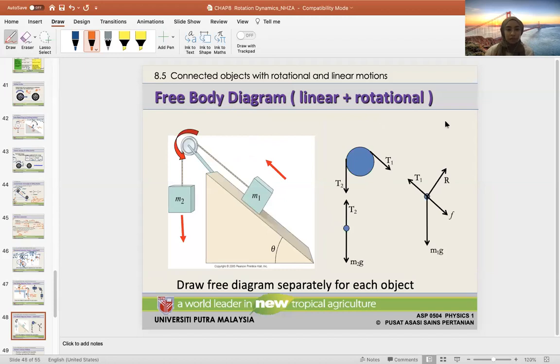Next one. So free body diagram, linear plus rotational, same thing. So we have an angle over here. This is my mg, and we've learned this before. Our mg can be resolved. In this direction, it becomes mg sine theta. In this direction, it becomes mg cosine theta. Right? We have a string, which means that we have tension 1 and tension 2, and mg. It's the same thing, except that it's on an incline. So you have to resolve the mg.